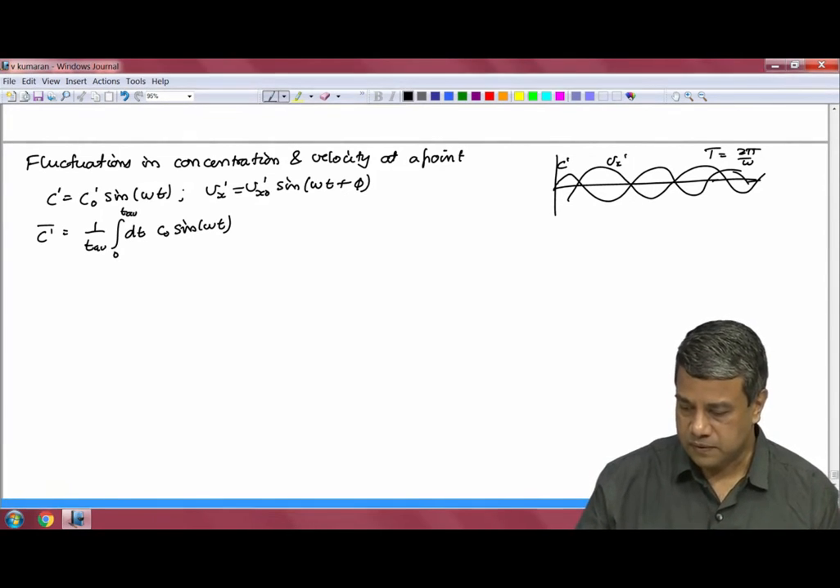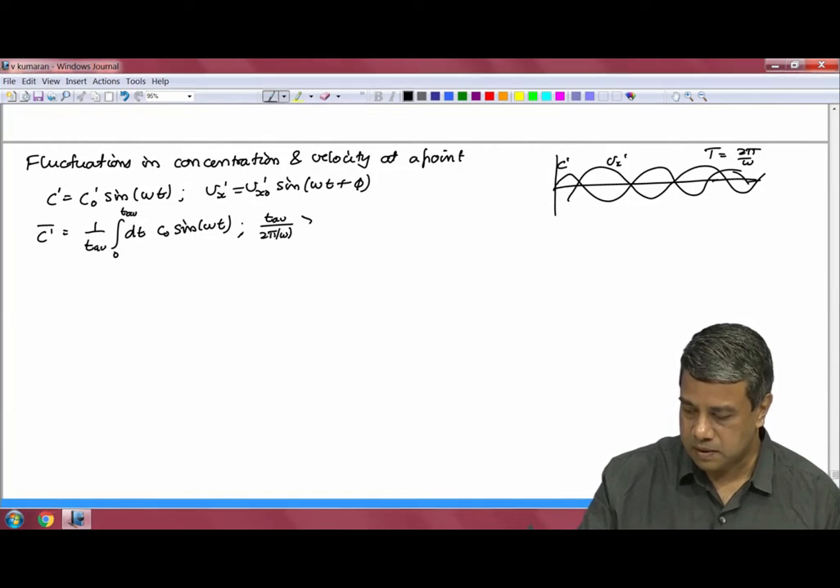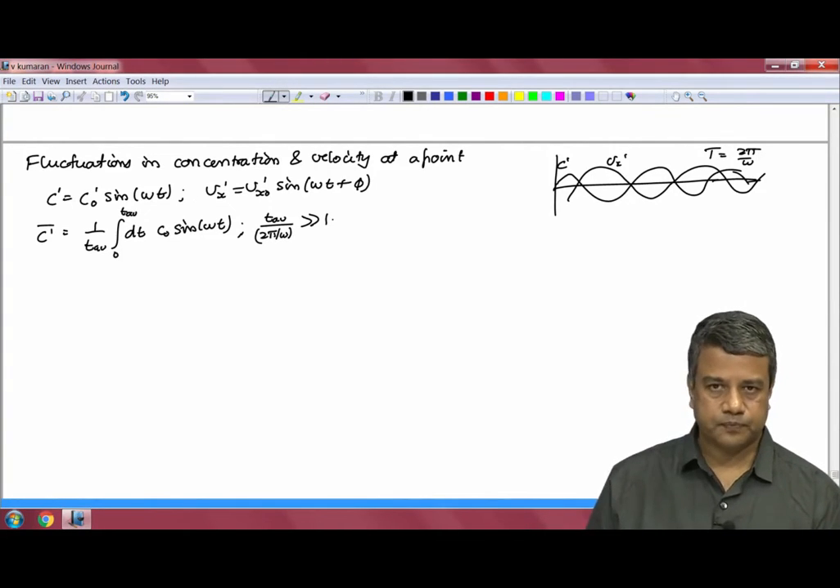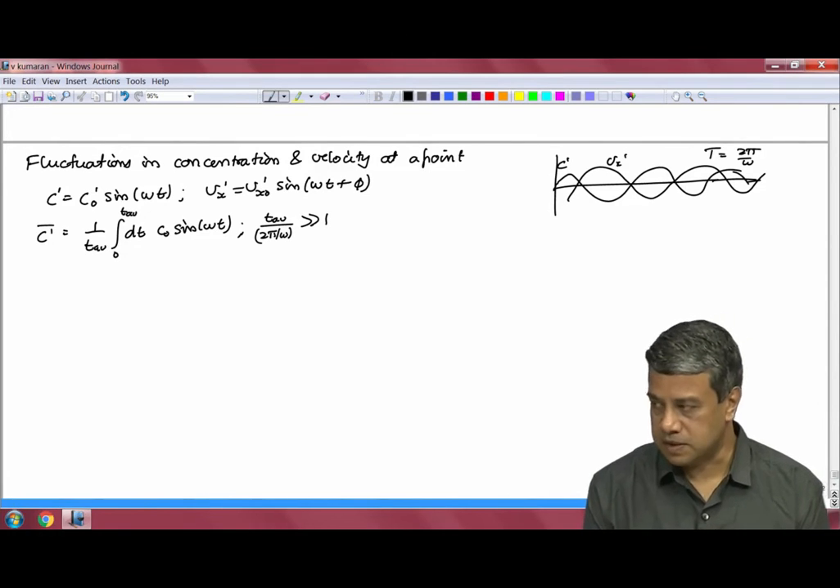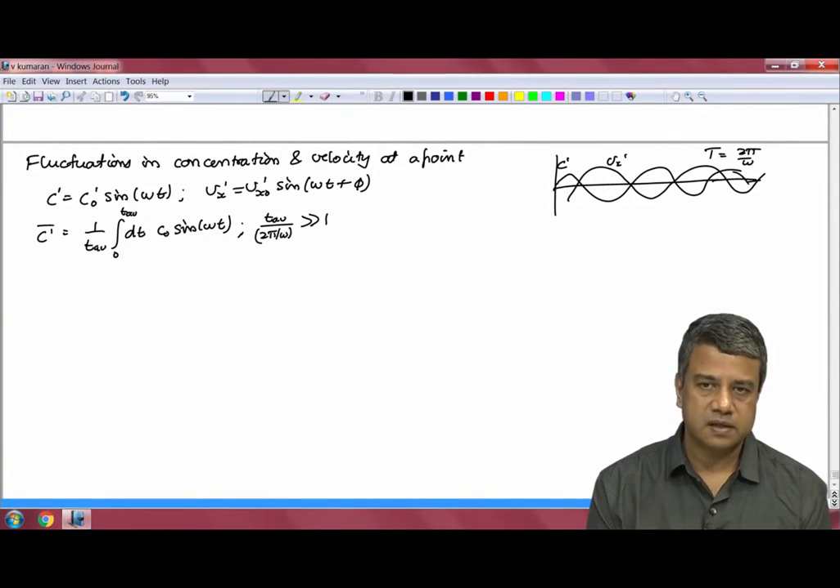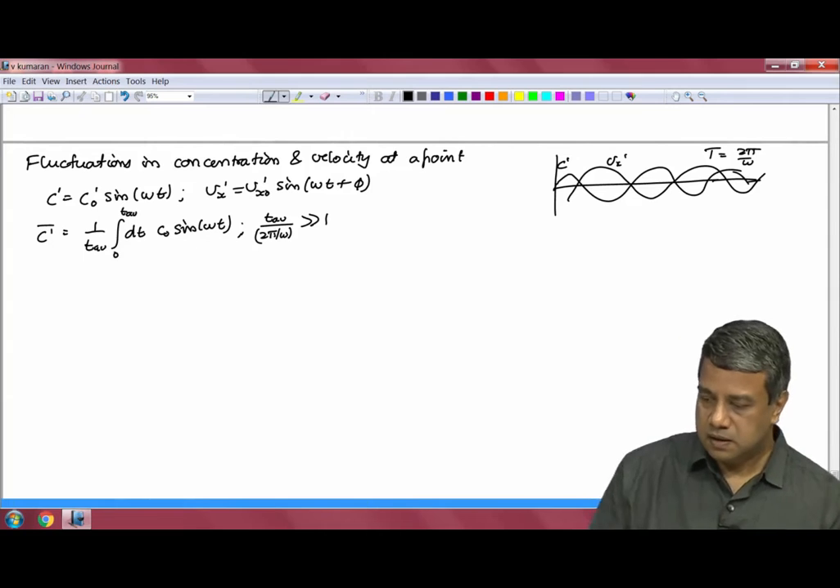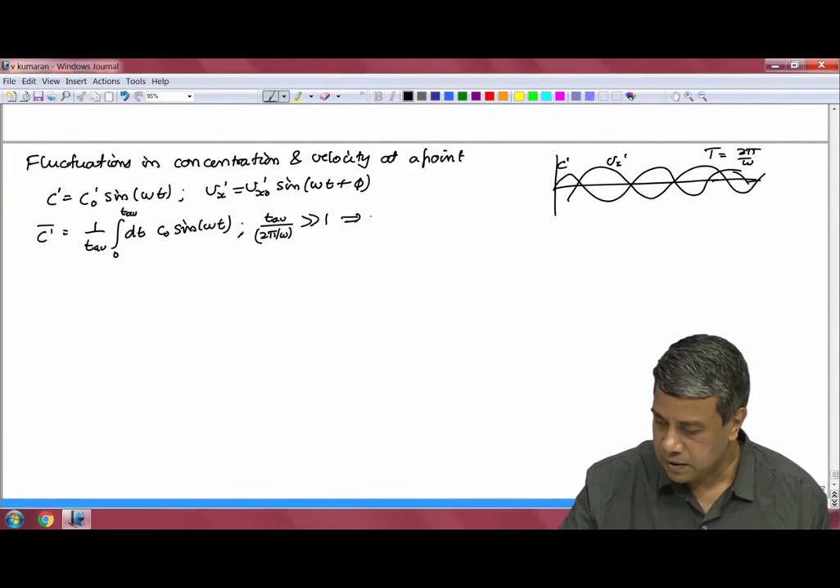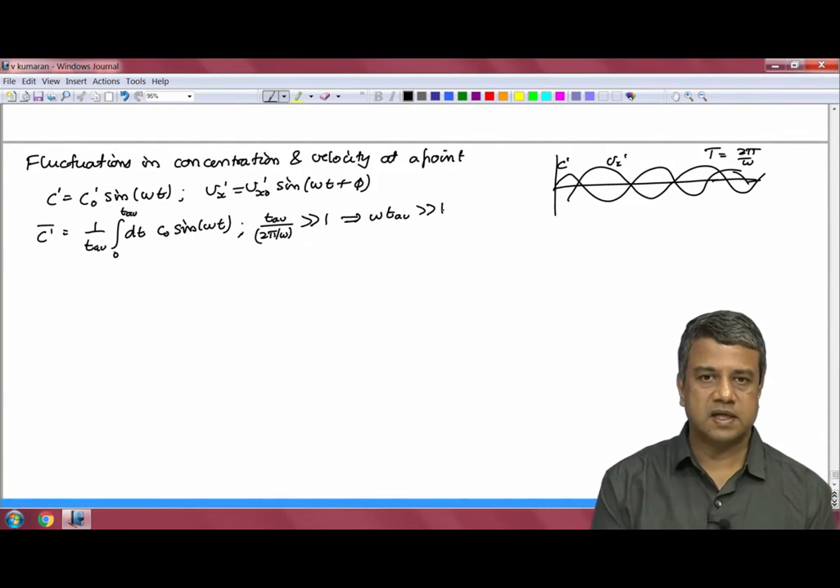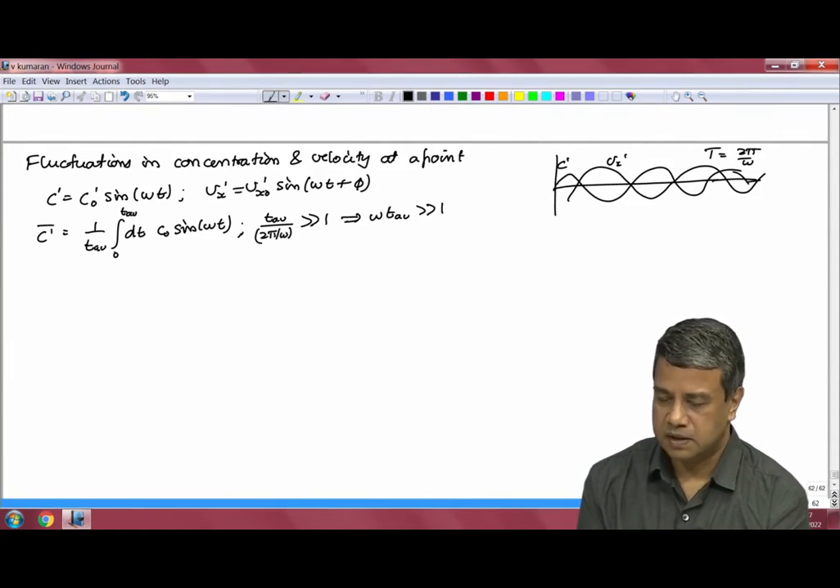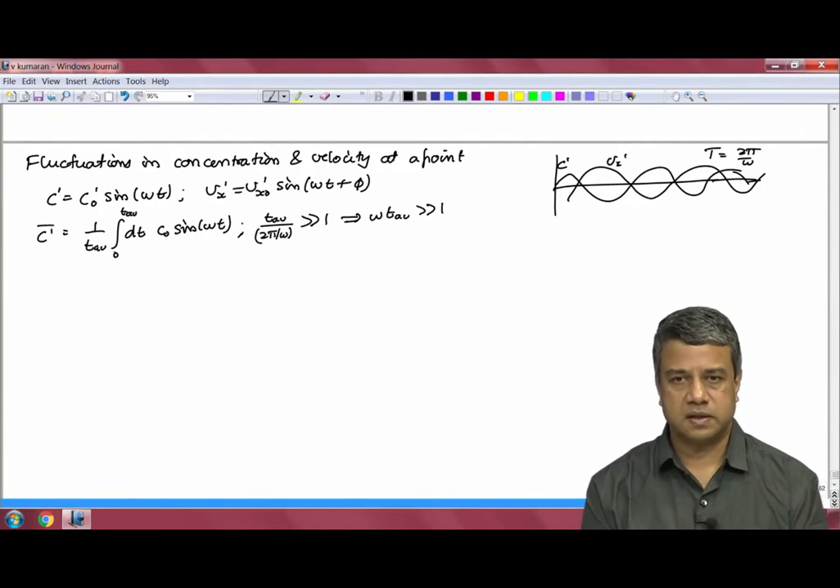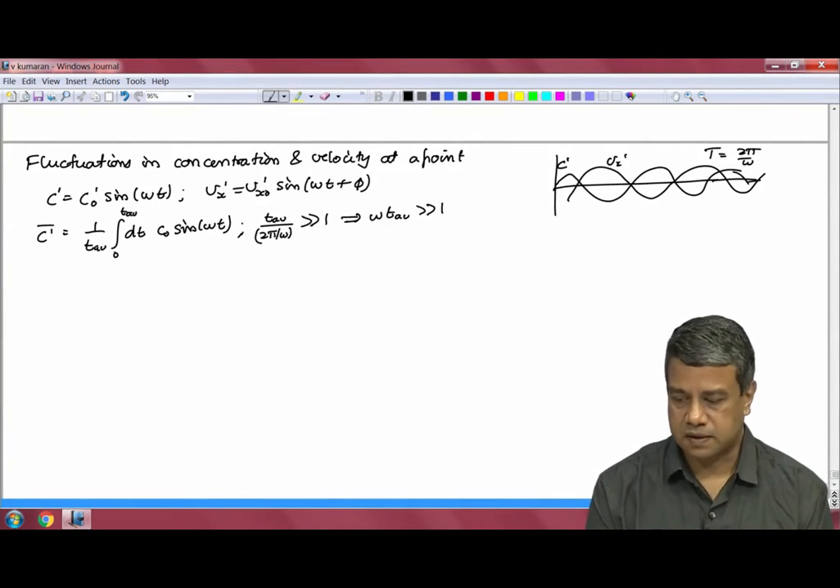So, therefore, I require that the ratio of the averaging time to 2 pi by omega has to be much larger than 1. That is, the averaging time has to be much longer than the characteristic time for variation of the concentration, or this corresponds to omega times t average being much greater than 1. So, that is the condition on the averaging time. There is a factor of 2 pi there, but we can just include it in a constant.